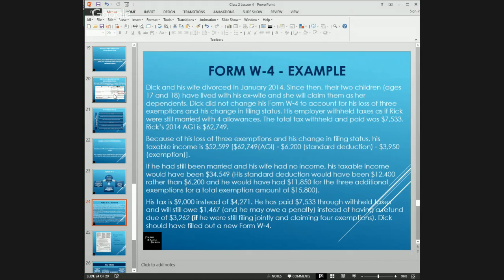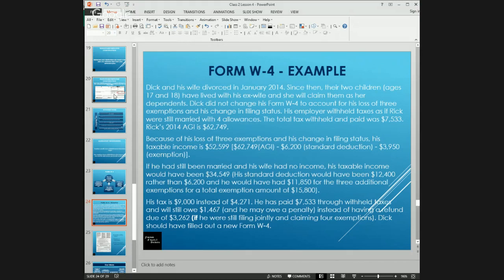Because he's only paid in $7,533, he will still owe $1,467. And because he's paid in less than 90% of what he owes, he may actually be subjected to a penalty. And so he's going to owe $1,467 instead of receiving a refund of $3,262 if he was actually still married. So if you have an individual who comes in and their tax situation has completely changed, you can see how this W-4 can play a key role.